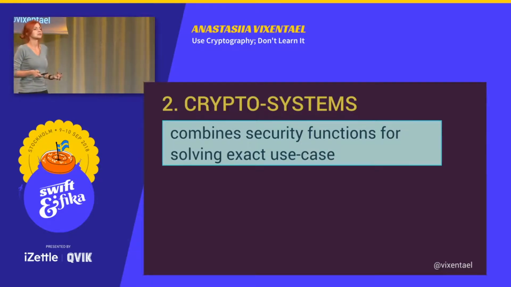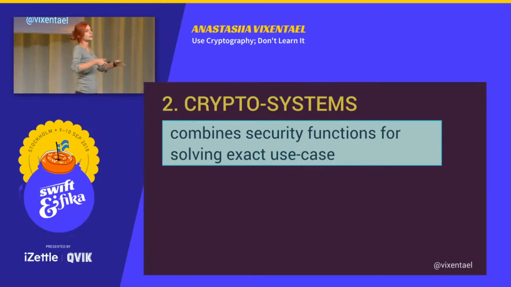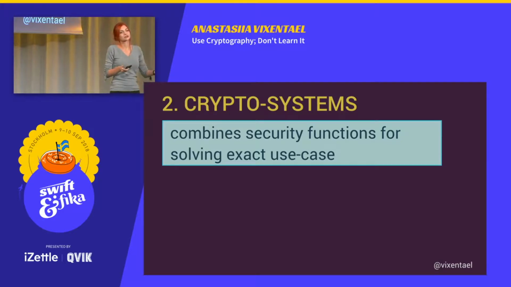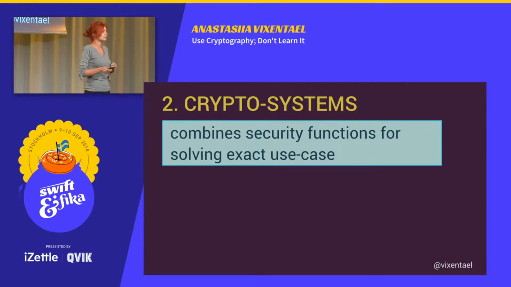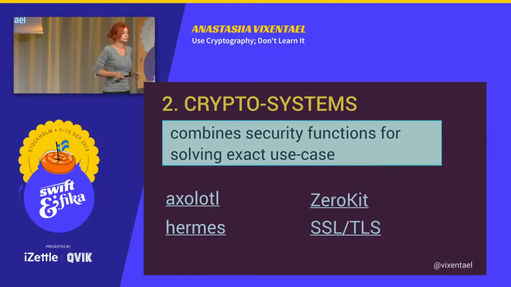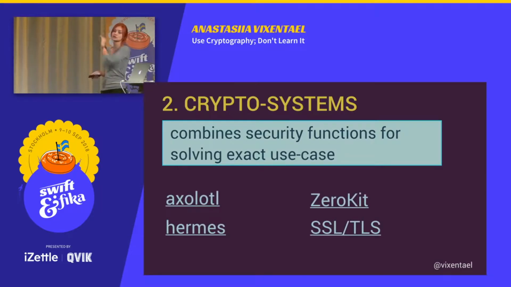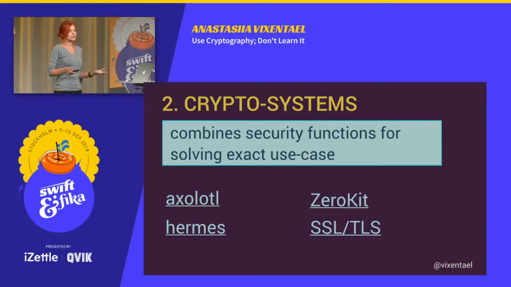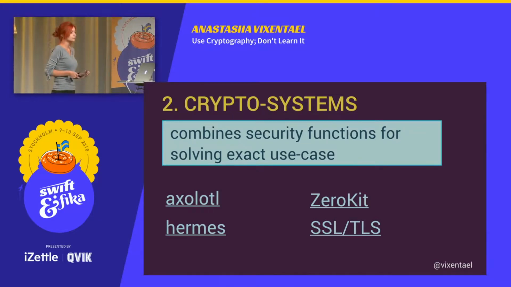The crypto systems, they are usually built based on libraries, then try to solve some user use case. Axolotl, okay. Do you recognize some of this? Yes. Awesome. Axolotl is a protocol for multi-user communication. Hermes is a framework for end-to-end encrypted data sharing. ZeroKit solves nearly the same and has integration with Apple CareKit.